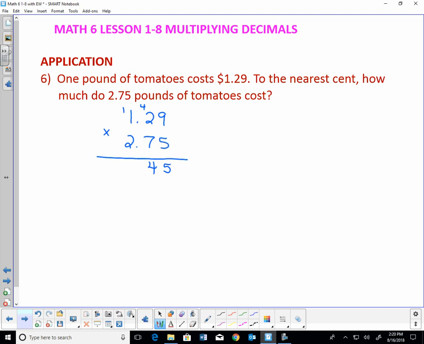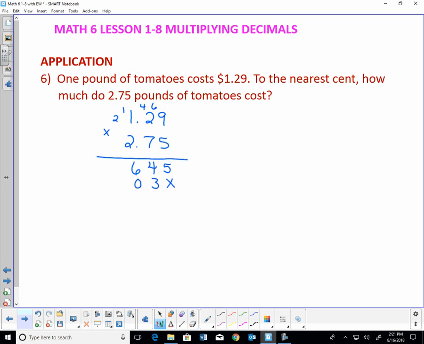I'm finished with that. I like to put an X, some people like to put a 0. I've now multiplied everything from my 5, which would be my 1's position if I was in whole numbers. Now I'm going to do my middle position, my 7. 7 times 9 is 63, carry my 6. 7 times 2 is 14, plus 6 is 20, carry my 2. 7 times 1 is 7, plus 2 is 9.